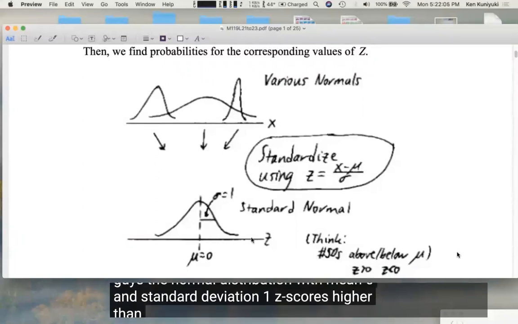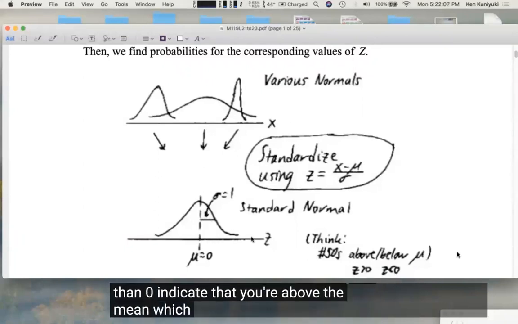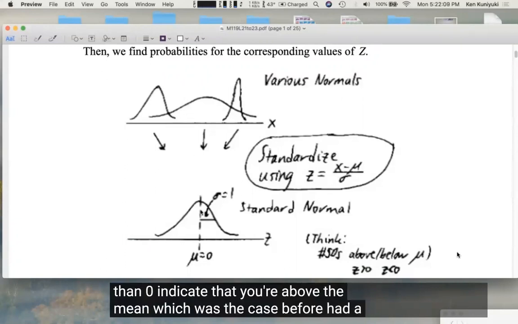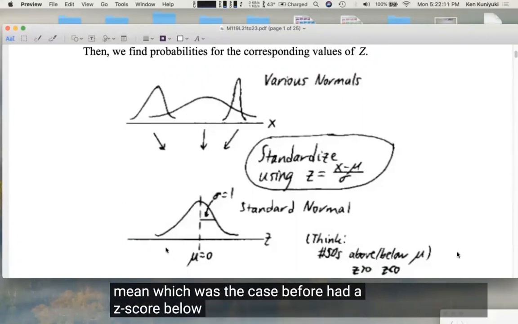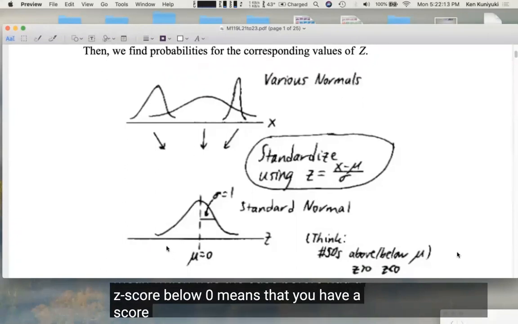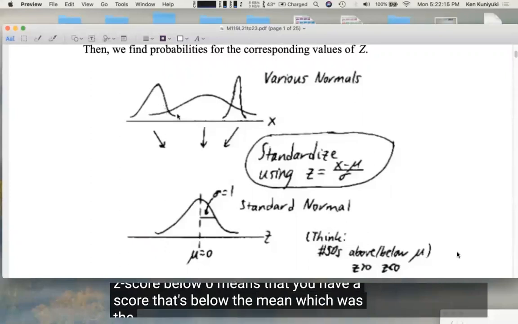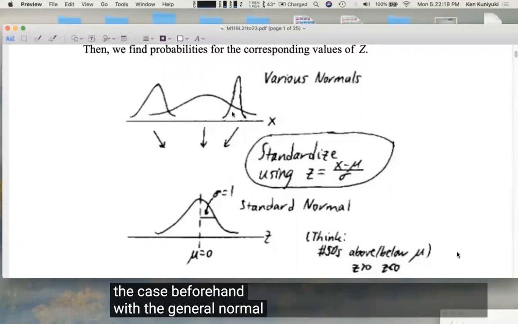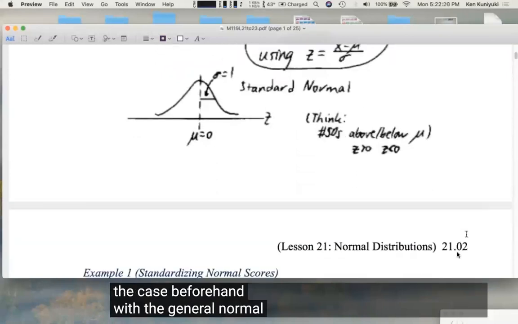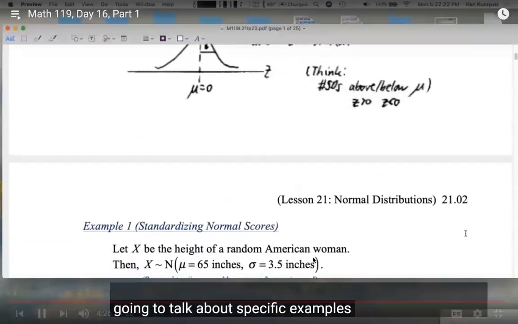Z-scores higher than 0 indicate that you're above the mean, which was the case beforehand. A z-score below 0 means that you have a score that's below the mean, which was the case beforehand with the general normal. We're going to talk about specific examples next time.